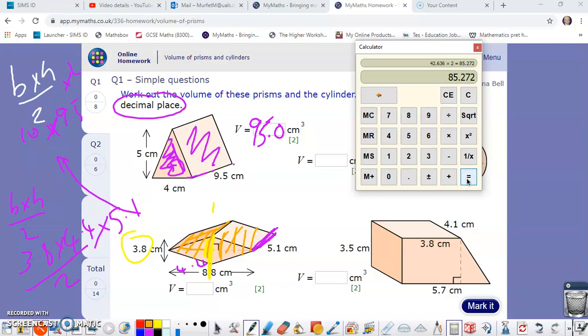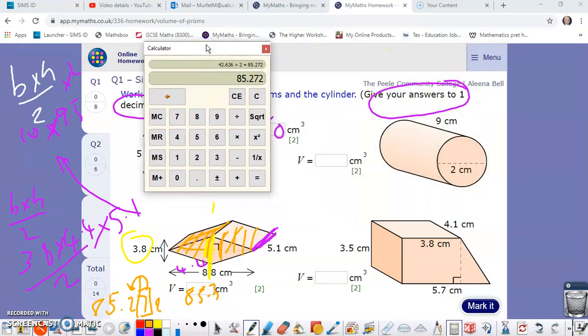85.272. Now remember, I want that to 1 decimal place. So if you think 85.272 to 1 decimal place, what effect is the 7 going to have? That would round the next one up by 1. It's going to be 85.3 centimeters cubed. Okay, on to question 3.